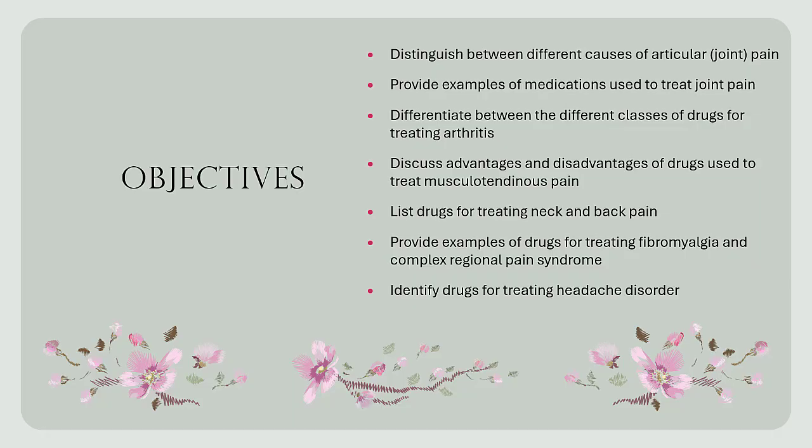Differentiate between the different classes of drugs for treating arthritis. Discuss advantages and disadvantages of drugs used to treat musculotendinous pain. List the drugs used for treating neck and back pain. Provide examples of drugs for treating fibromyalgia and complex regional pain syndrome, and identify drugs for treating headache disorders.